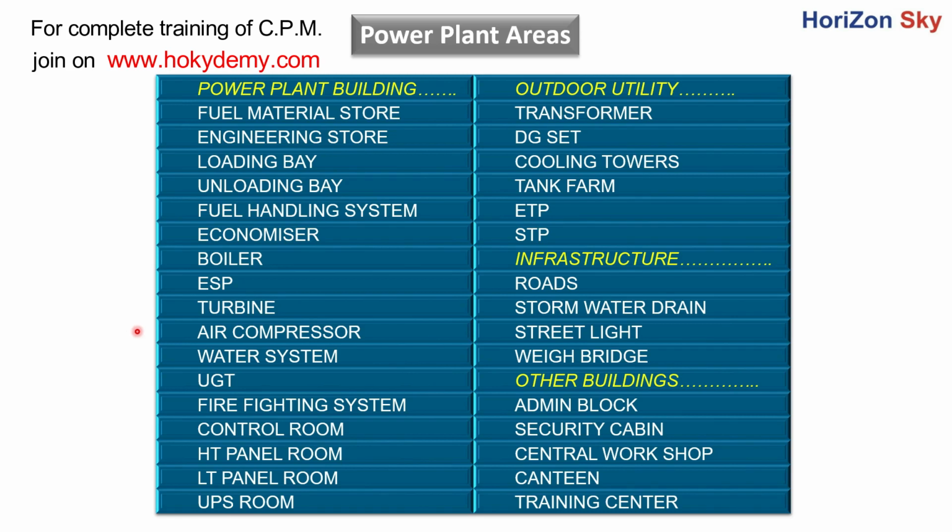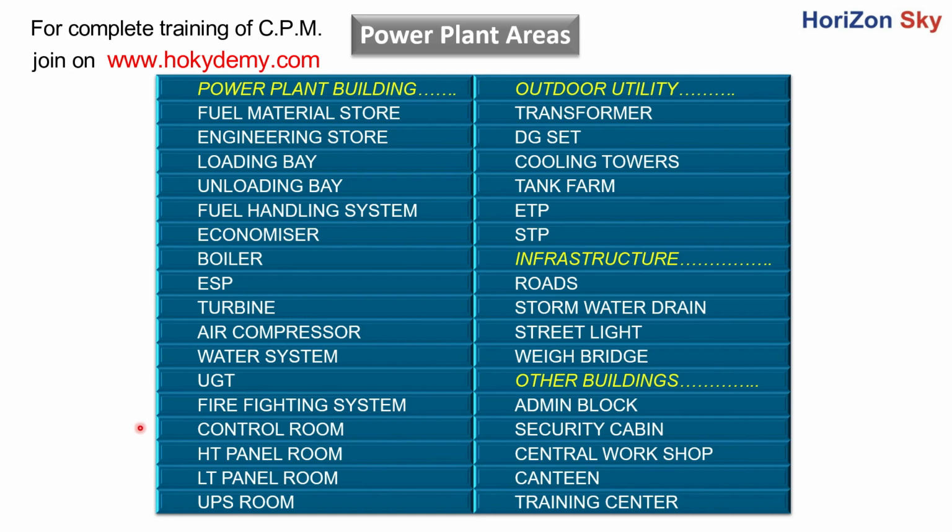Then we have the air compressor. This is again a component used for power generation. We have water systems for taking care of our water needs for the campus. For that we have a UGT. In rare cases we also have OST. We then have a firefighting system. The firefighting system will be installed all across the campus as per the norms provided by our local governing authority. Then we will have a control room.